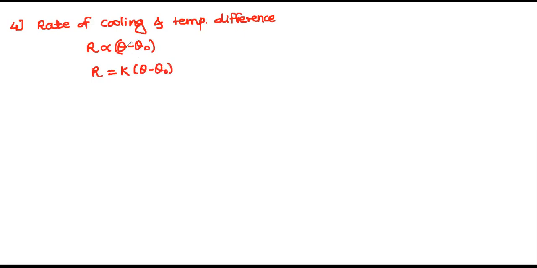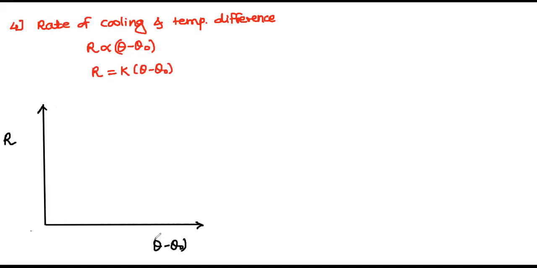As R is directly proportional to temperature difference, what type of graph will you get? You can guess yourself. A straight line passing through the origin, because it is directly proportional. So if I take R here and temperature difference theta minus theta naught here, you get a graph like this, a straight line, like directly proportional. So this is a straight line passing through origin.